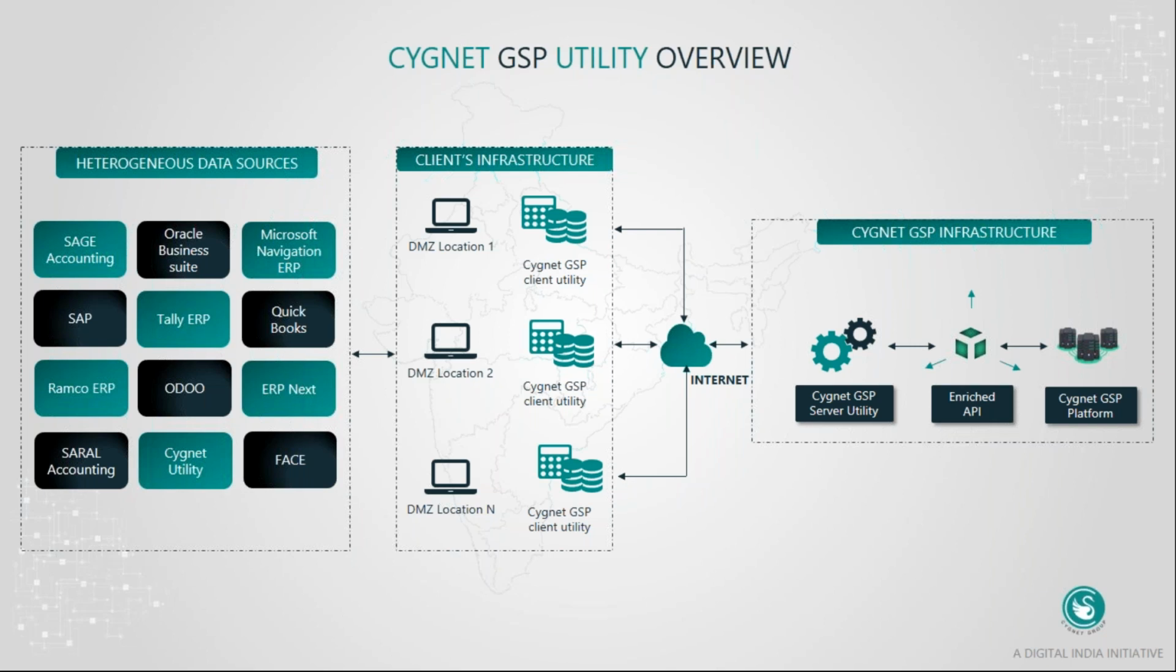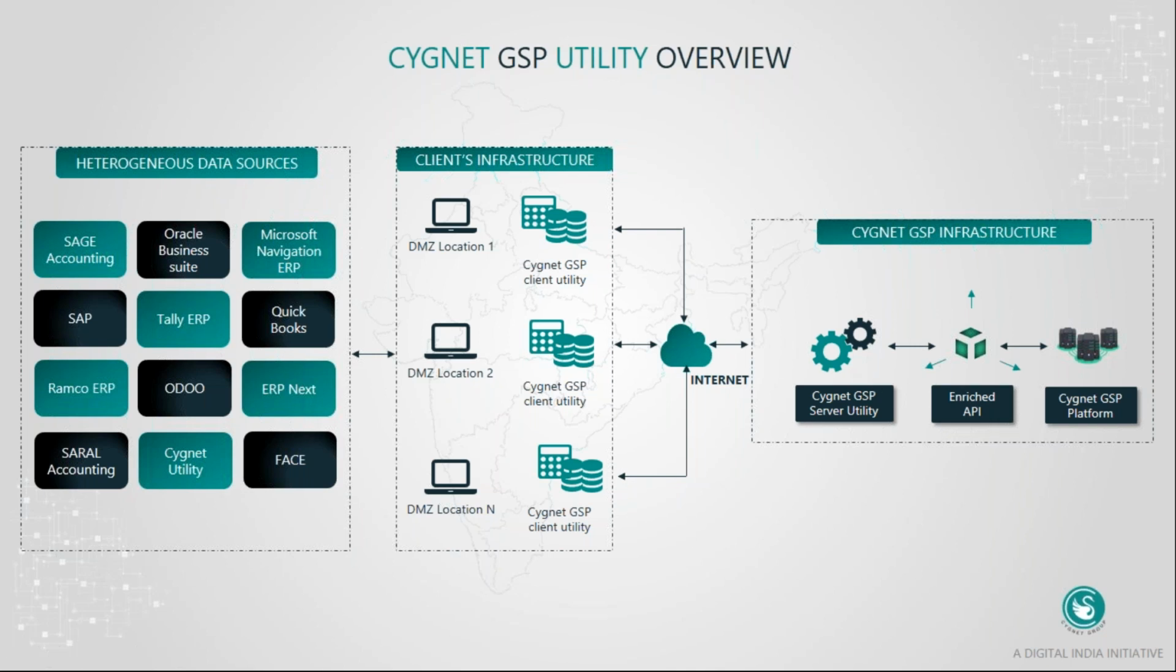So we have designed an on-premise utility which would be residing on your premises. It would be understanding all the inward and outward supplies in Excel or CSV format. So any of the heterogeneous data sources you have, for example SAP or Odoo or Tally, all those data sources can produce those Excels as an output. You can dump those Excels to the Cygnet GSP utility. It would ensure that all the data are pushed to Cygnet GSP.